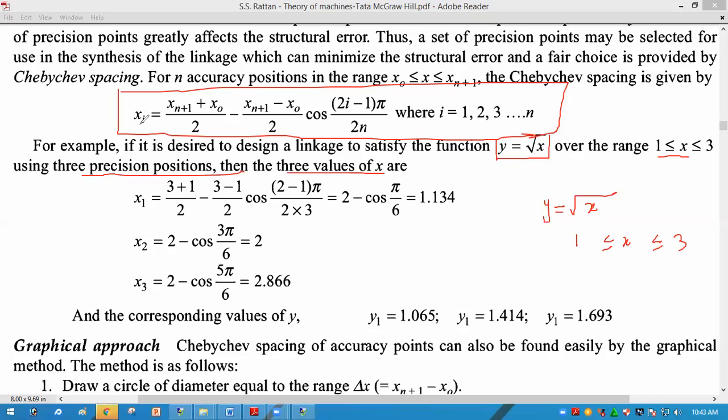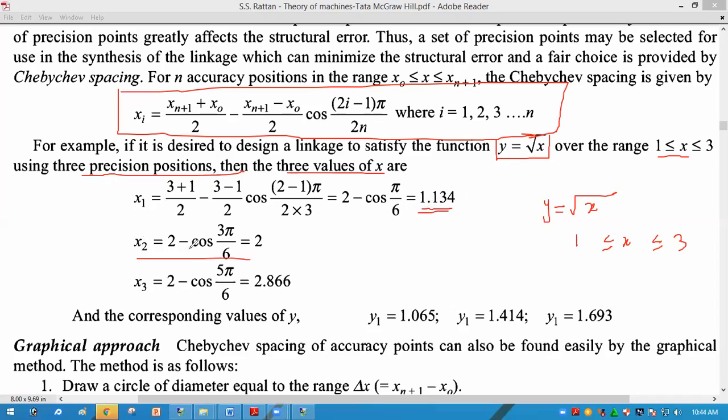Okay, so x1 here, i equal to 1, 2, 3 up to n. So x1 equal to, substitute here (n plus 1) by 2 minus (3 minus 1) by 2 cos (2 minus 1) into pi divided by 2 into 3, because 2 into n, here n equal to 3. Okay, so 2 into 3. By solving this, we will be getting 1.134, that is the value of the first precision position.